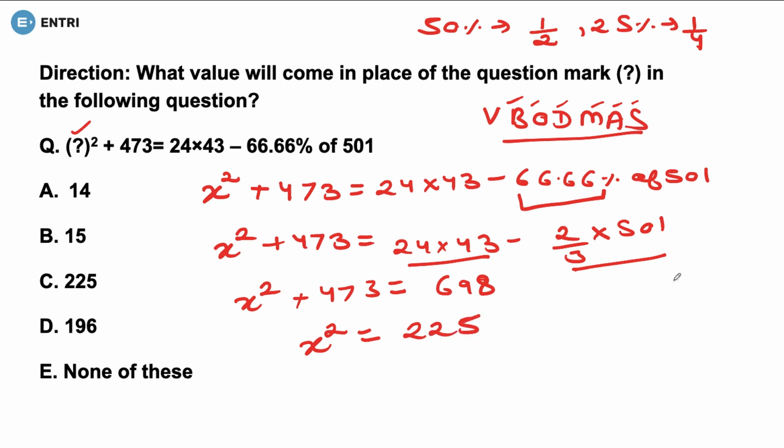And we are not going to take the LCM or any other method by which you are going to solve it out, because you clearly know that it is the square of what? It is the square of 15. So your answer is what? Answer is 15. Fine. So your option number B is correct.